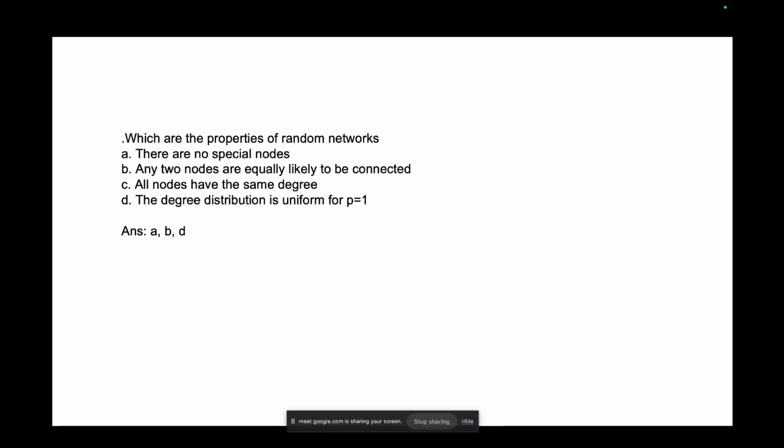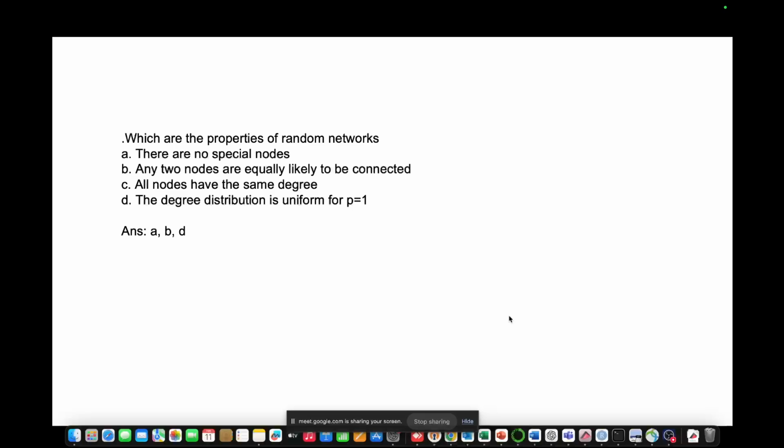But other than that, the probability will be equal for any two nodes to be connected. And if you have a degree distribution with p equal to 1, it means all nodes will be equally connected. All connections will be there, like the exhaustive number of edges for all the nodes. So the degree distribution will be uniform. So yeah, I hope this is clear.